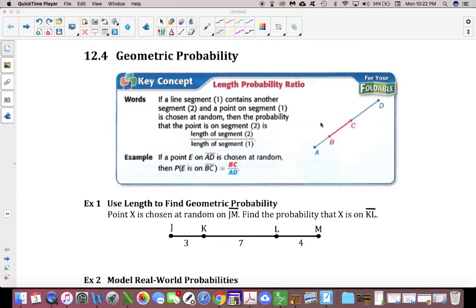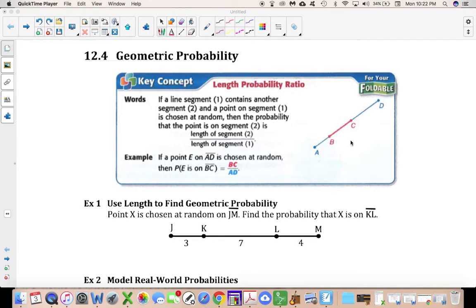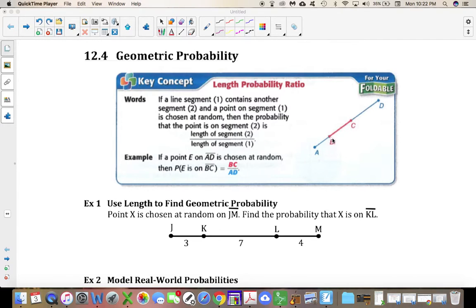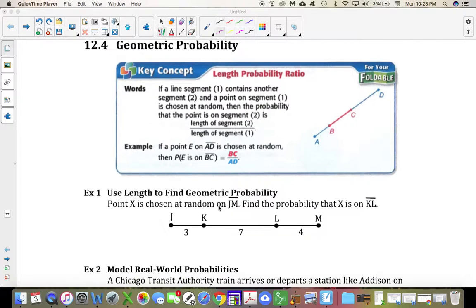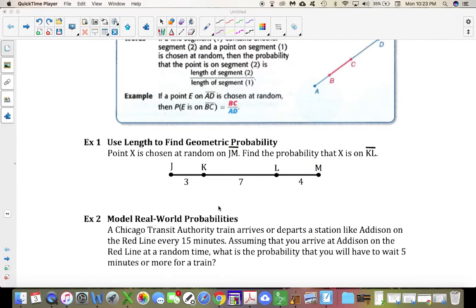So if I'm given this line AD, and let's say I take a point and I'm just going to smack that point on that line somewhere, and I want to know the probability that it lands on BC in relationship to the whole line, I would just do the length of BC over the entire length of AD, so BC over AD. You can see that more in example 1.